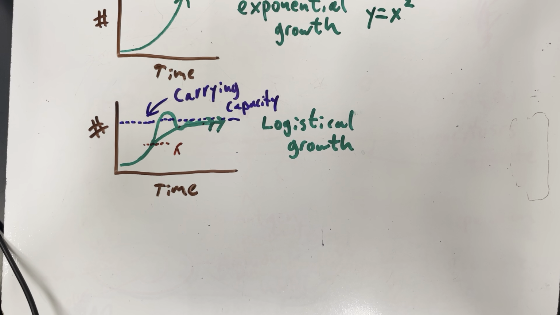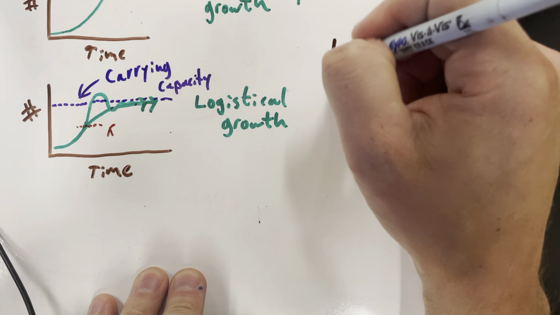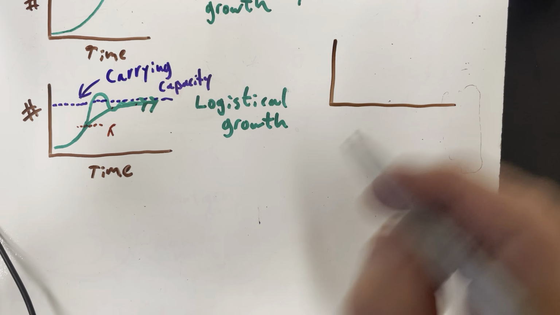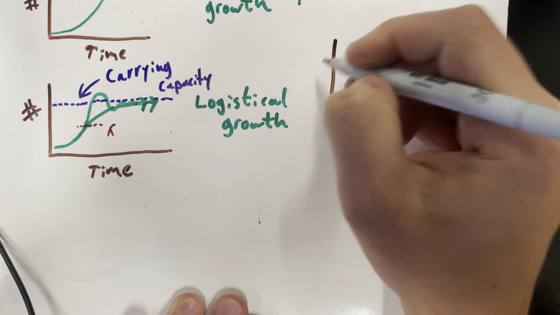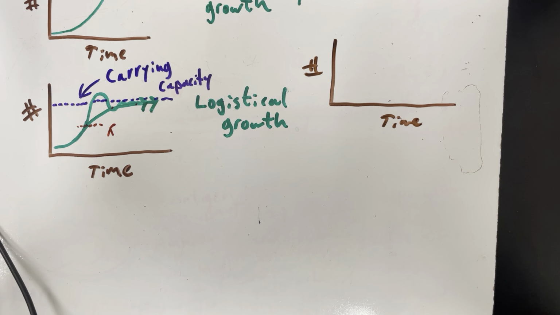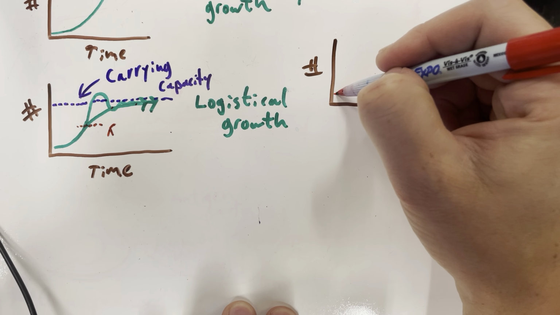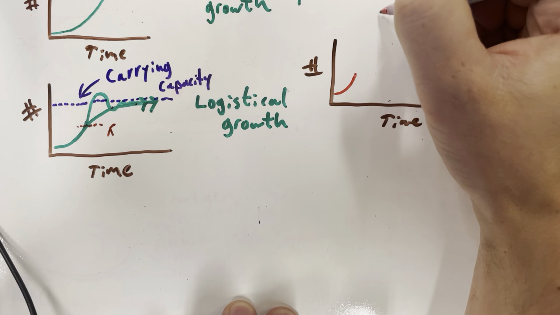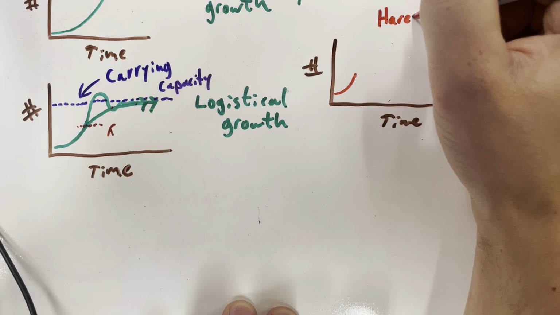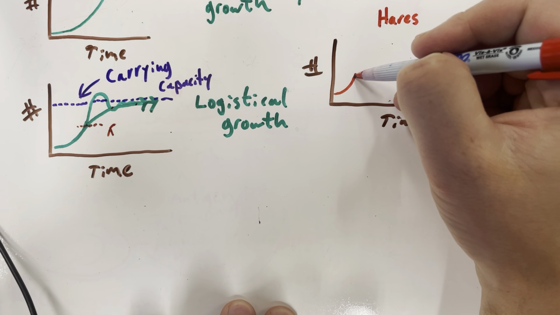Other species in Alaska do something a little different. We're going to do the same thing here. Time, number. You guys are hunted, but it's not the major pressure on them. They're going to start off really small and they're going to go up really fast because these are hares. Hare population goes up and up and up.